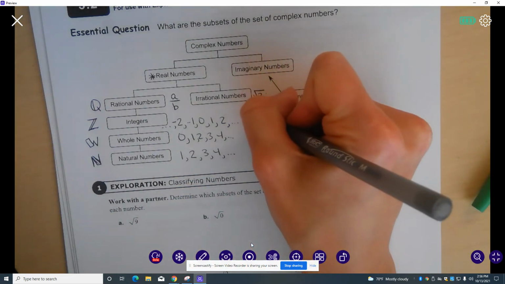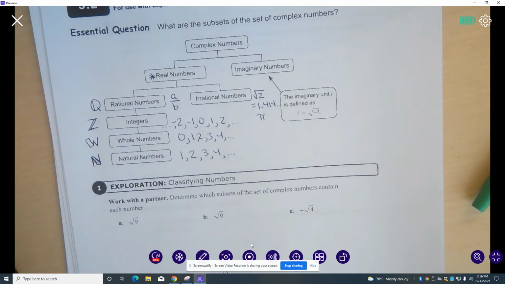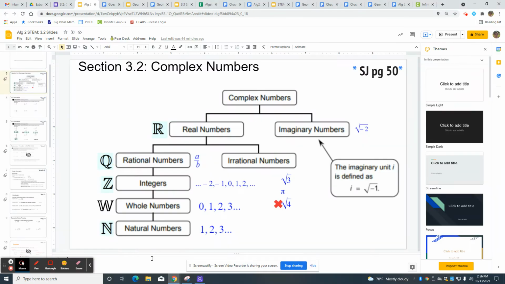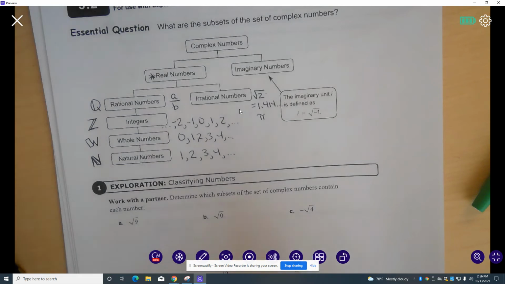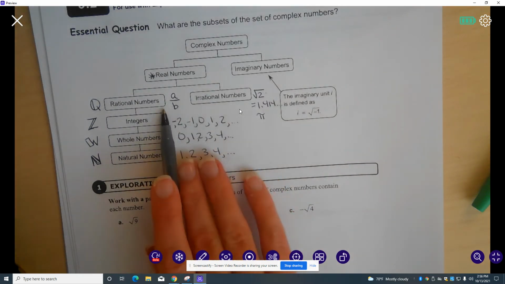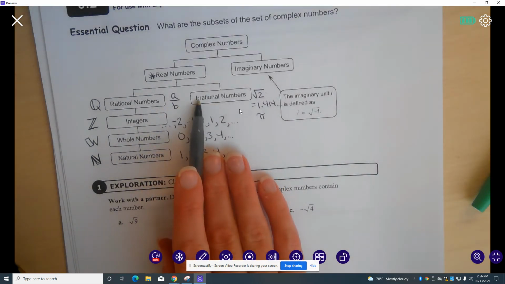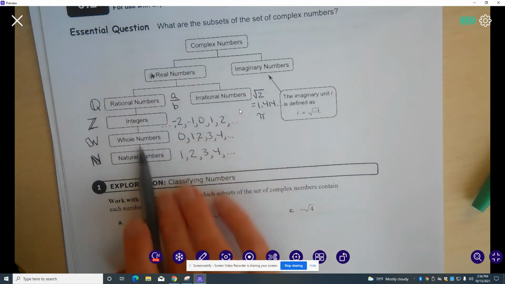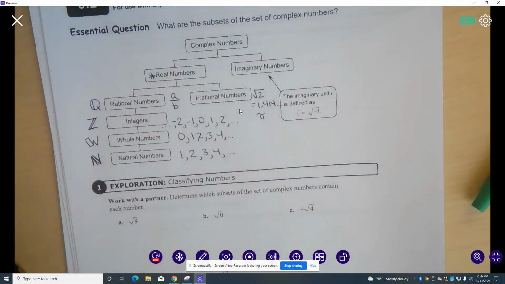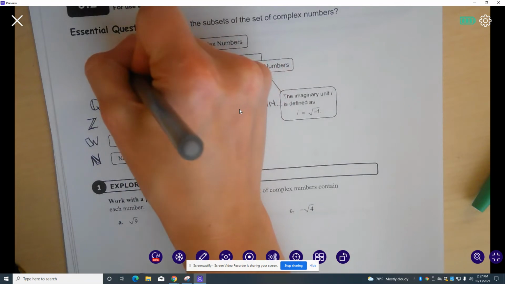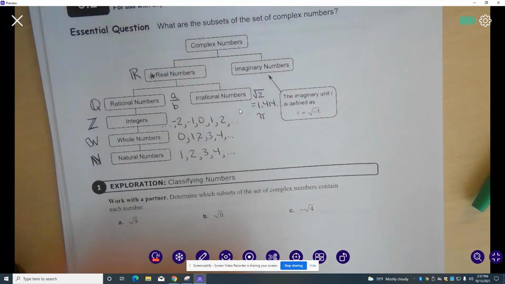We also have worked with pi in the past. Pi is an irrational number. Just keep those separate. And then these all fall under the set of real numbers. And we've seen the symbol for real numbers. It's an uppercase R. So all of these numbers are real numbers.